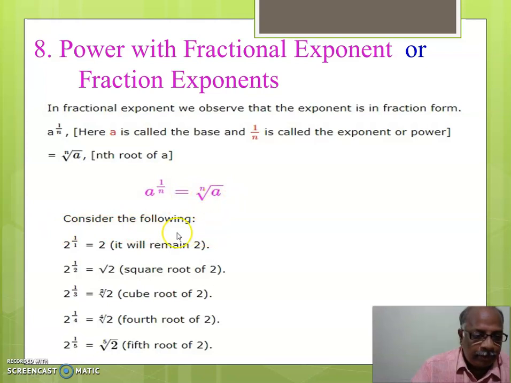Consider the following. 2 to the power of 1 by 1 is equal to 2. It will remain 2. 2 to the power of 1 by 2 is root 2, the square root of 2. 2 to the power of 1 by 3, the cube root of 2. 2 to the power of 1 by 4, the fourth root of 2. 2 to the power of 1 by 5, the fifth root of 2.